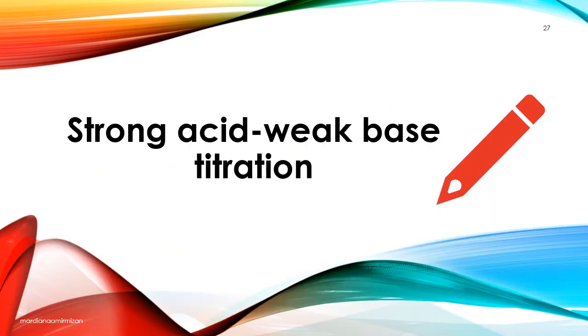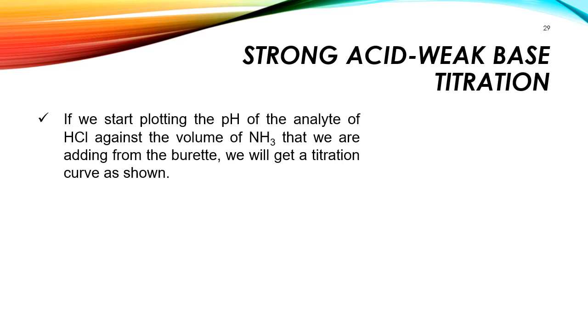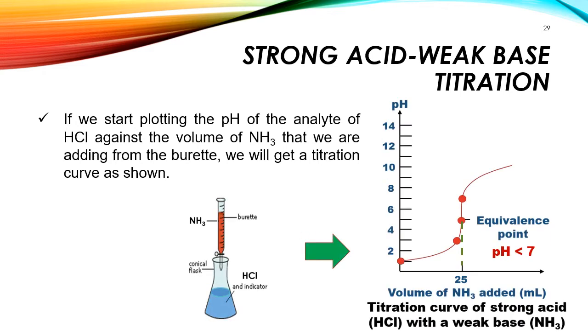Now, let's discuss the strong acid and weak base titrations. Let's take an example of the reaction between hydrochloric acid and ammonia solutions. Hydrochloric acid is a strong acid which reacts with ammonia, a weak base, to form the salt ammonium chloride. If we start plotting the pH of the analyte, hydrochloric acid, against the volume of ammonia that we are adding from the burette, we will get a titration curve as shown.